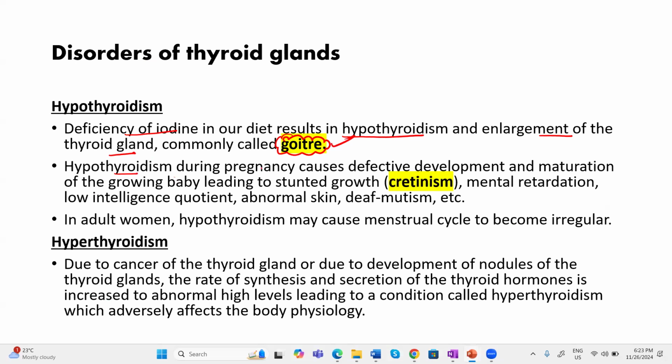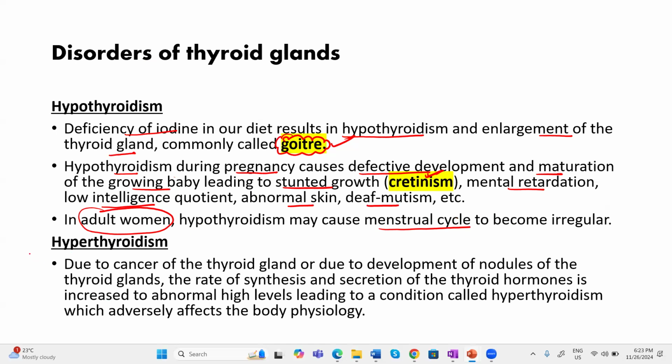If hypothyroidism occurs during pregnancy, it can cause defective development and maturation of the growing baby, leading to stunted growth. That disease is known as cretinism. Mental retardation, because thyroid hormone is required for the growth of the nervous system also. Low intelligence IQ, abnormal skin, deaf and mute also. And in adult women, if the problem is hypothyroidism, then it can cause the menstrual cycle to become irregular.